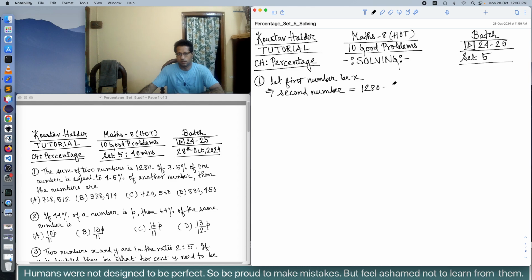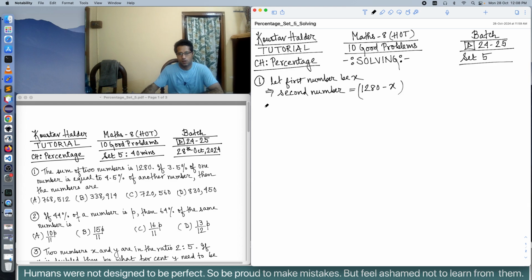1280 is the sum of the two numbers, and we have assumed one number to be x, so the other number has to be 1280 minus x. Now it is given that 3.5% of one number is equal to 4.5% of another number. Now definitely 3.5% is less than 4.5%. So definitely if 3.5% of one number is taken and that number is x, then x has to be greater than 1280 minus x, that is the other number.